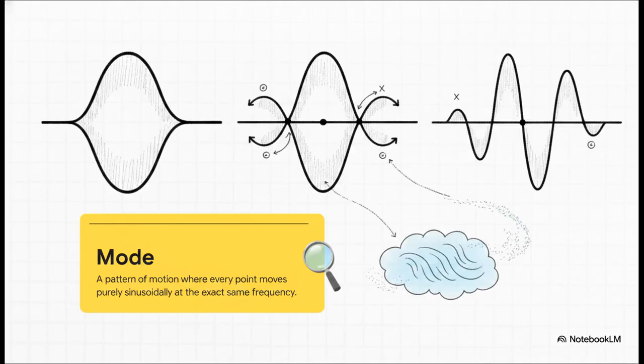Now, when we trap these waves and get them bouncing back and forth perfectly smoothly, we run into a foundational concept in physics called a mode. Think of a mode as a specific pattern of motion. In this pattern, every single point in the system moves perfectly in time, specifically like a smooth sine wave, at the exact same frequency. Sure, some parts of the string might move a lot, and some parts, which we call nodes, might not move at all, but the overall spatial pattern stays completely fixed. It's just a highly synchronized, beautiful dance.